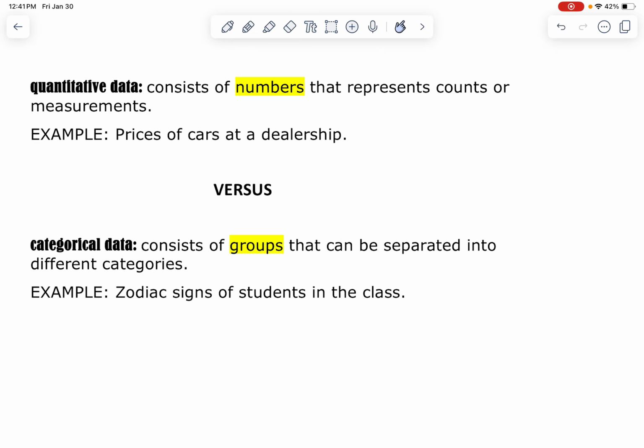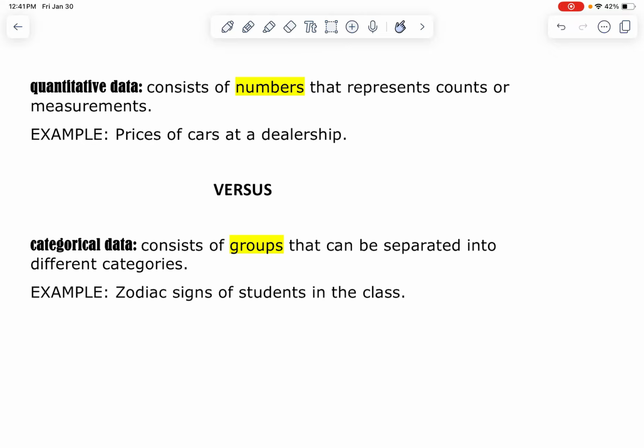So let's talk about data a little bit. You may have heard of quantitative data and qualitative data. For us, the types of data that we're going to collect are going to be quantitative and categorical. So what's the difference between those? Quantitative data consists of numbers that represent counts or measurements. An example of that would be prices of cars at a dealership. They are going to vary, but those consist of numbers.